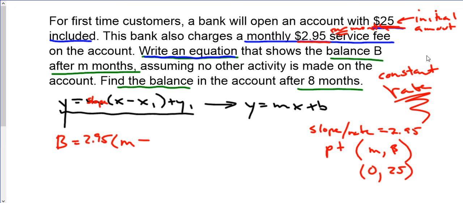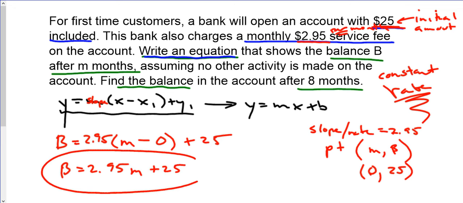So we're going to plug in 0 for the month, and then add the $25 right there. By doing this, you can simplify and realize that this converts into slope-intercept form. So b equals 2.95 times m, because m minus 0 is just m, and then we add our $25 for our initial amount. That is our equation for this problem.